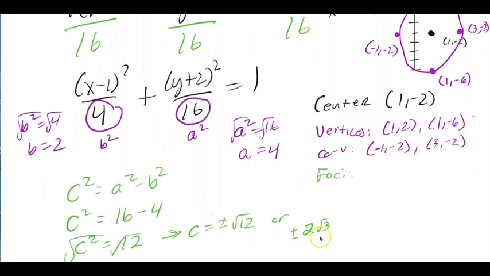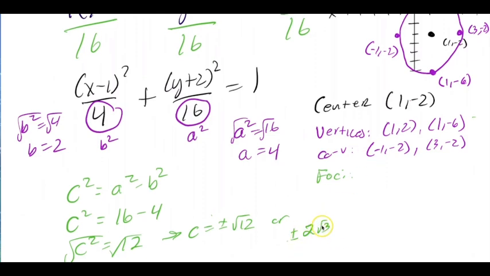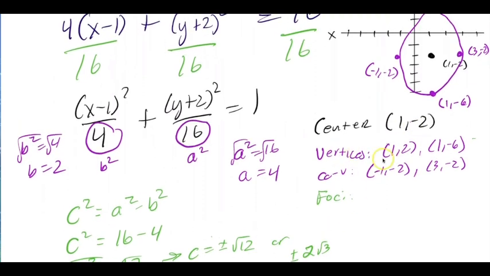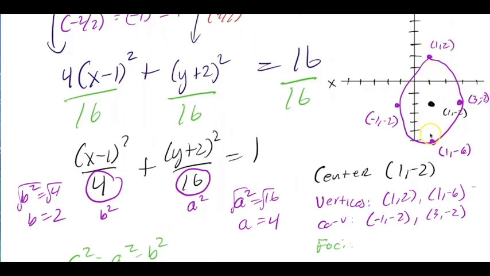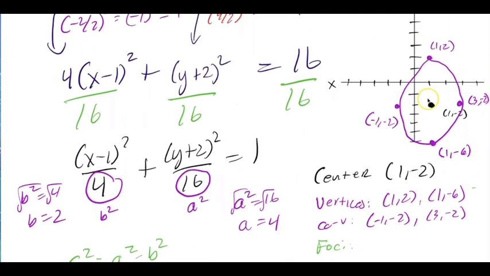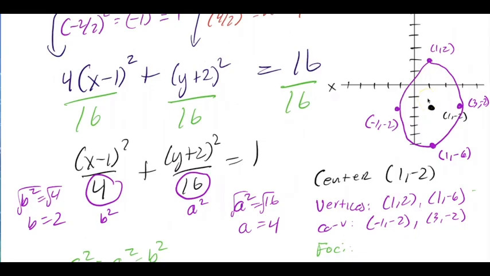Now, that's not our answer for the foci. It's going to be a point. We have to go in the same direction as our vertices, because remember, it's on the major axis, which is the longer one. From our center, we're going to go up 2 rad 3, and we're going to go down 2 rad 3. Easiest way to do that, don't overthink it. All we're going to do is add that to the y value.